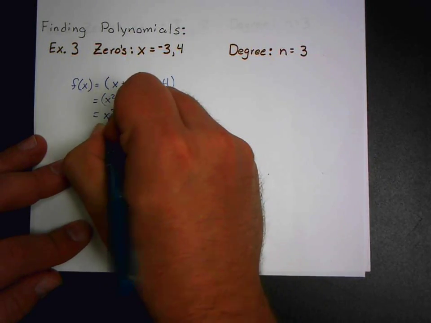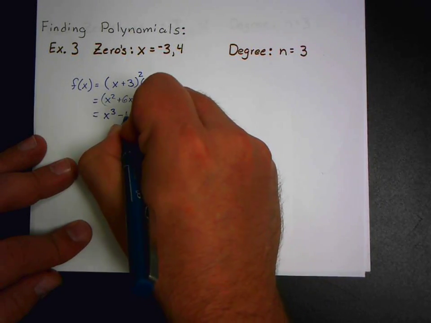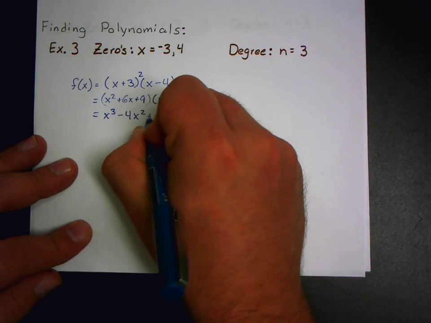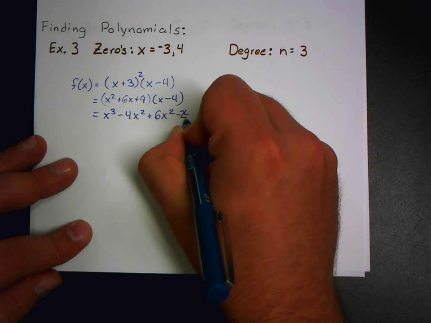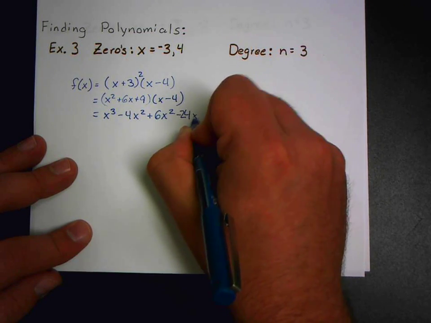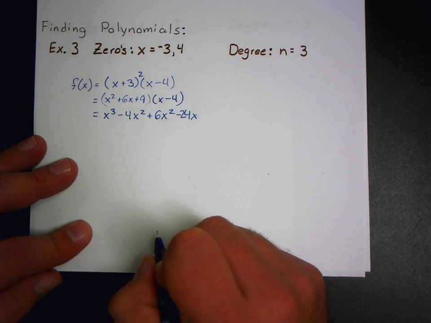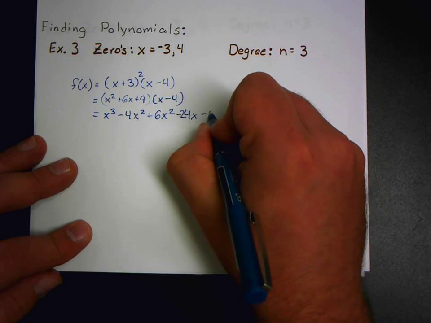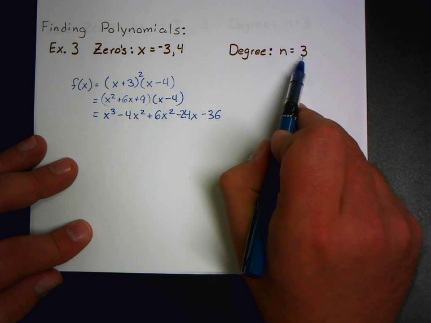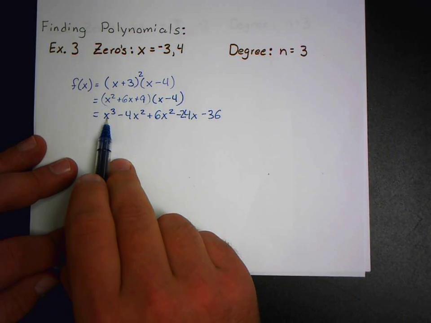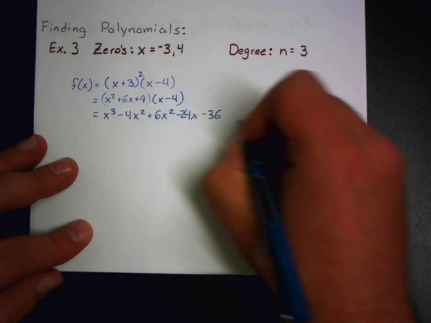Let's see, x cubed, x squared. Yep. So whatever the degree is, that should be your largest power. Oh, I missed one there. Plus 9x.